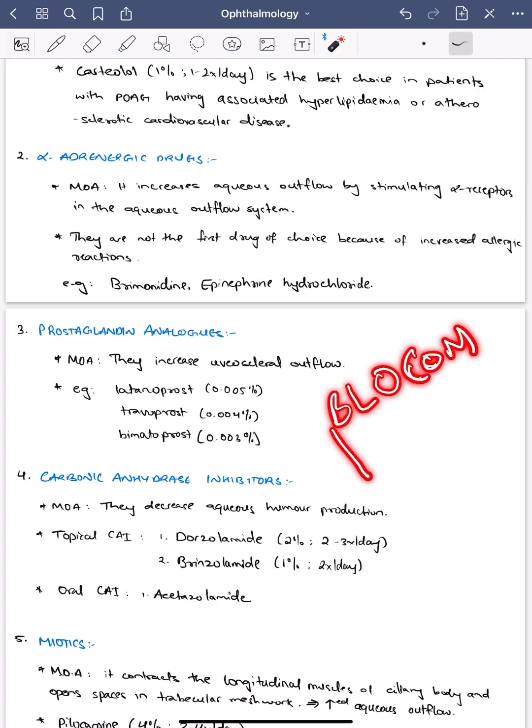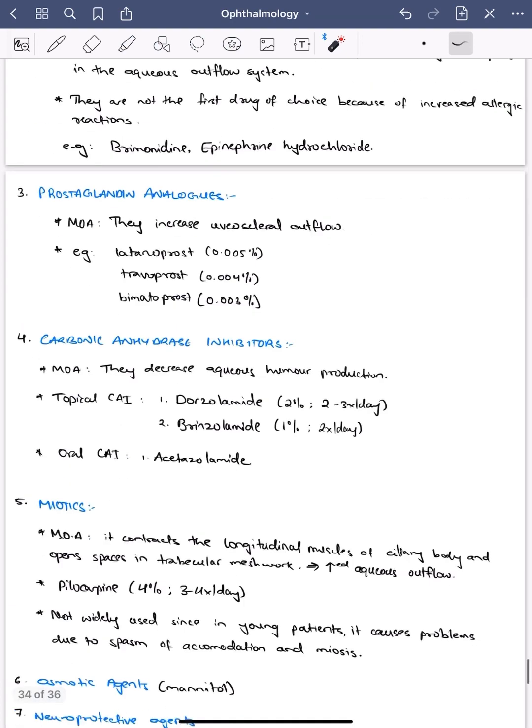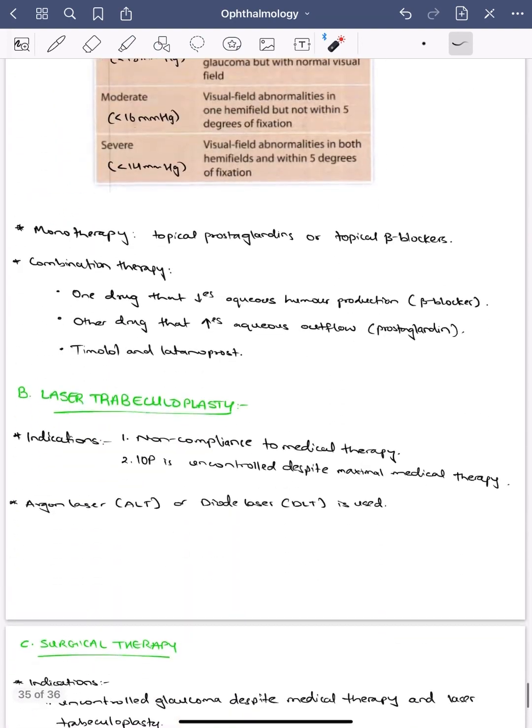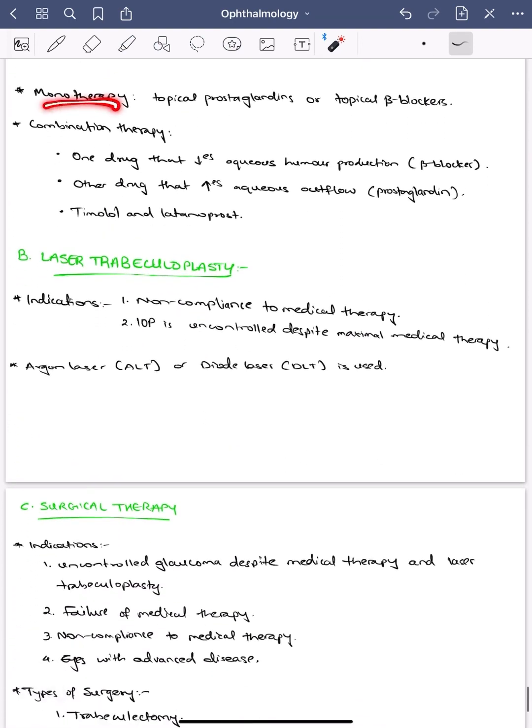So B for beta blockers: timolol, betaxolol, and carteolol. L for latanoprost, travoprost, bimatoprost, that is prostaglandin analogs. O for osmotics like mannitol. C for carbonic anhydrase inhibitors. M for myotics, and A for alpha adrenergic drugs like brimonidine and epinephrine. So these are the drugs used in glaucoma. Now they can be given as monotherapy or combination therapy.